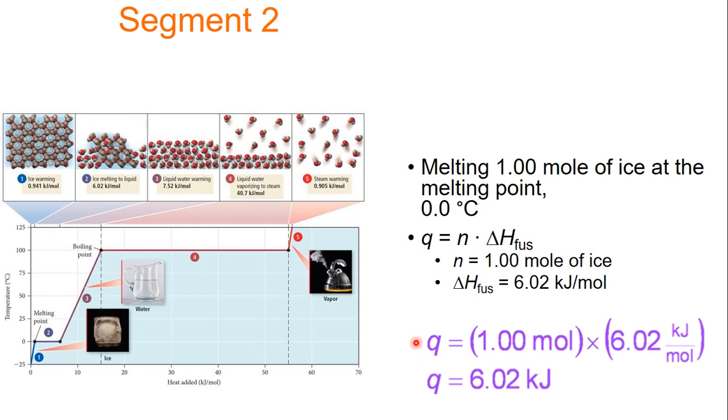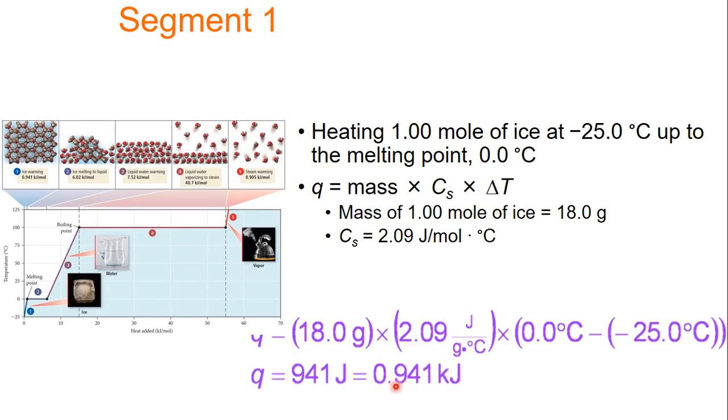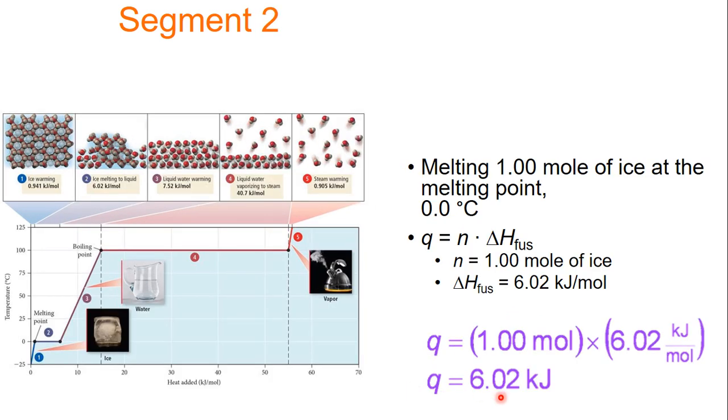So for this, I just want to have you look at something. The amount of heat it took to heat up ice from minus 25 to 0 is just a fraction of the amount of heat it takes to turn ice from solid to a liquid. Because when we're going from a solid to liquid, we are breaking intermolecular forces, and therefore we need to put in a lot of energy.